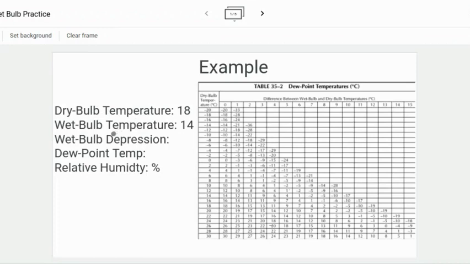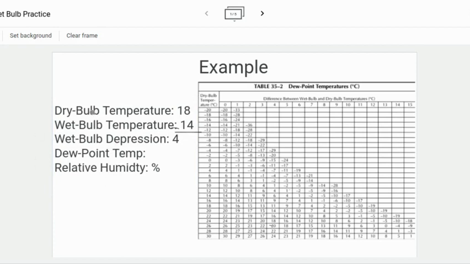And the first thing you need to do is get the wet bulb depression, which essentially all we need to do is subtract these two numbers. So 18 minus 14 gives us 4. So we will fill in the wet bulb depression as 4. And we're going to use the dry bulb and the wet bulb depression to help us answer this question.